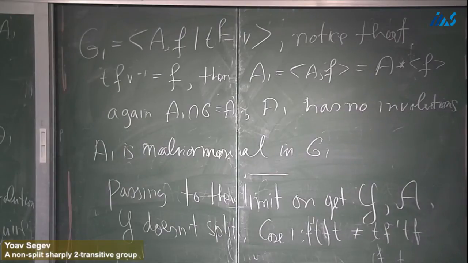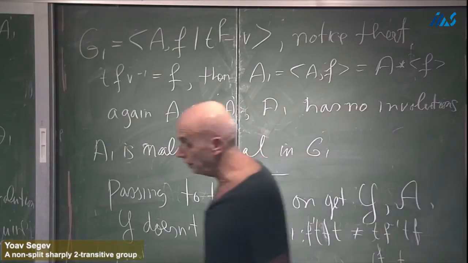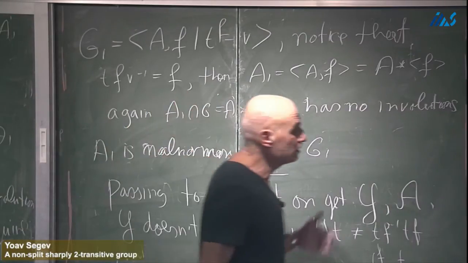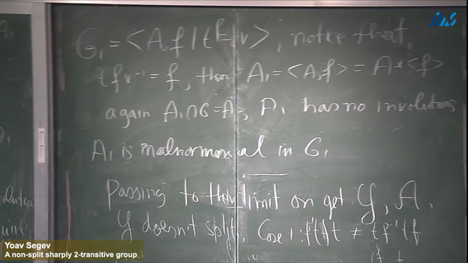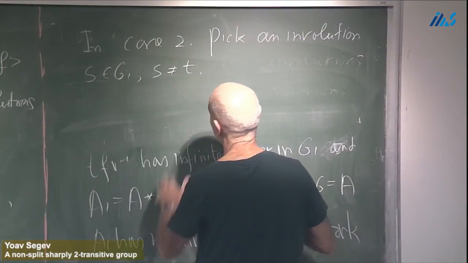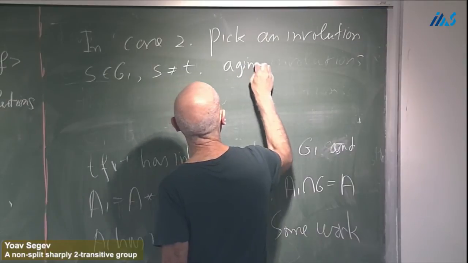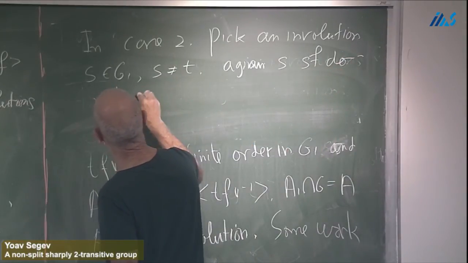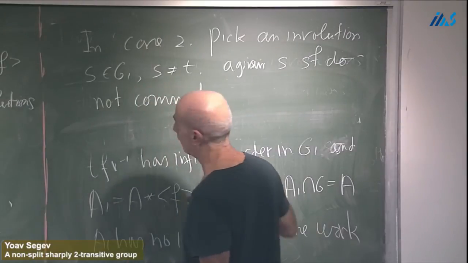In case 2, when you have an HNN extension, you pick an involution S in G1 which is distinct from T, and there is an involution distinct from T because T is not in the center of G1, because A1 is malnormal in G1 and T is outside of A1. So T is not in the center of G1. There is an involution S in G1 distinct from T, and again, for the same reason, you get that S and S to the F do not commute. And you're done. So this is the idea of how you construct.